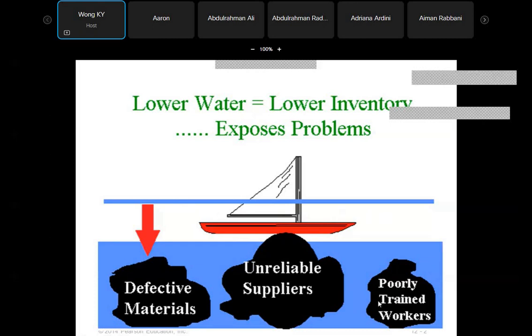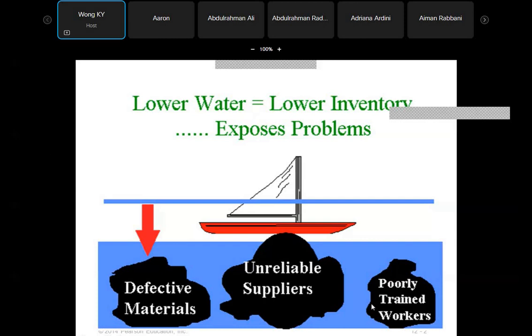So it is the same in manufacturing companies. If the company is keeping a high level of inventory, and some companies prefer to do this, it will help the company to hide all the problems. Because we will not be able to see where the problems are if the inventory level is high enough. It's just like the sea. If the sea level is high, it will hide all the stones.